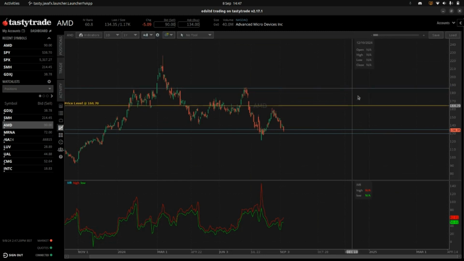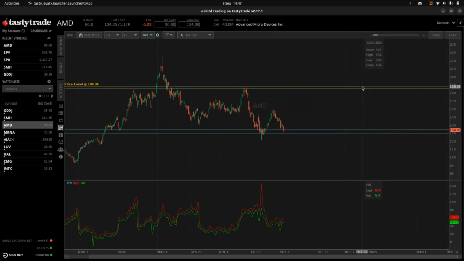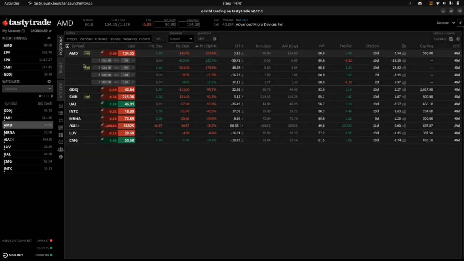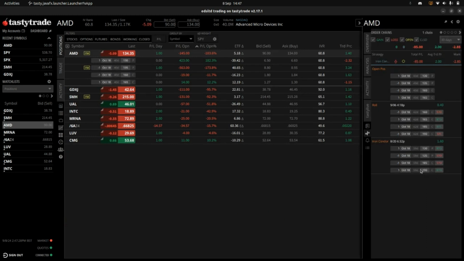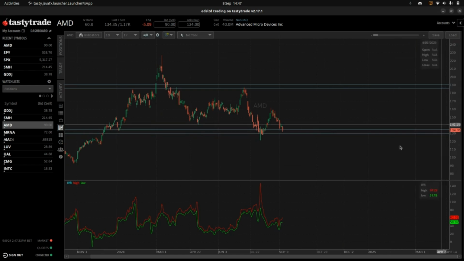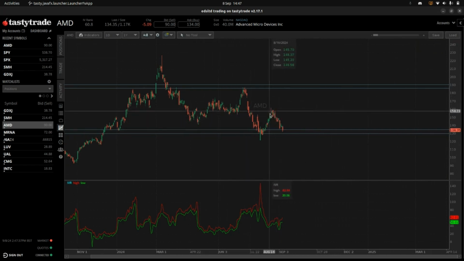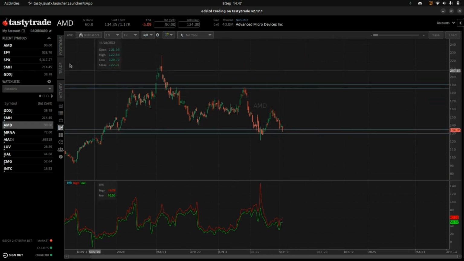Of course, I have already made the adjustments, but that's okay. We're just going to show you. So 185, 190, 130, 135. That's the original iron condor. So this is the original iron condor that we placed on AMD. And we opened this iron condor, we sold this iron condor when price was around here. Okay, so at the time of when we opened this, we were right in the middle of the range. And since then, price has pretty much just gone in one direction, and we haven't really seen a rebound.